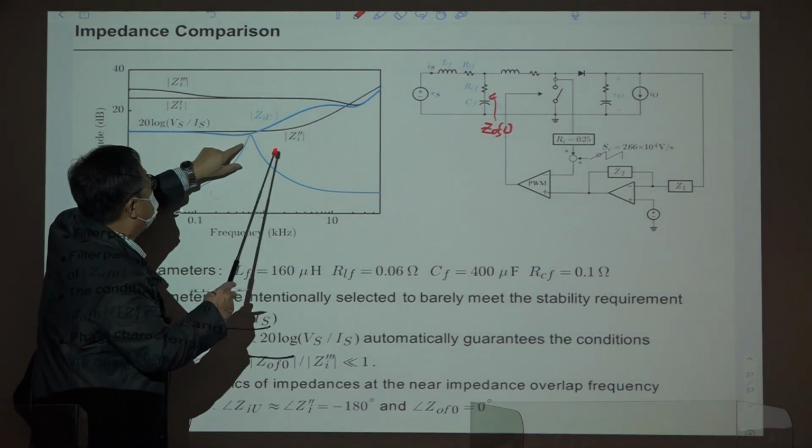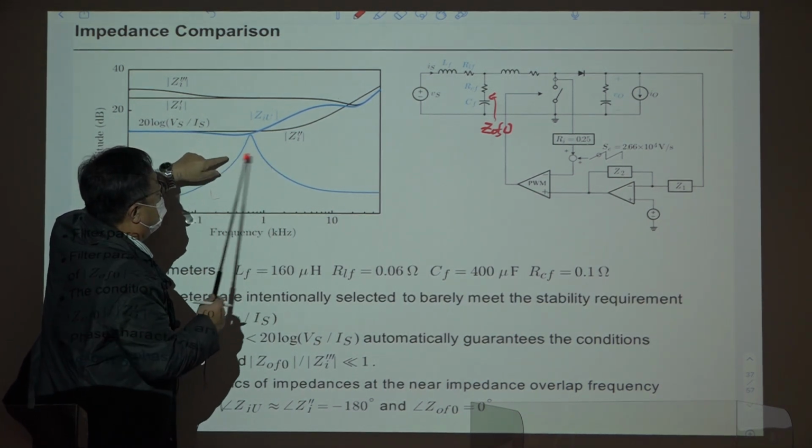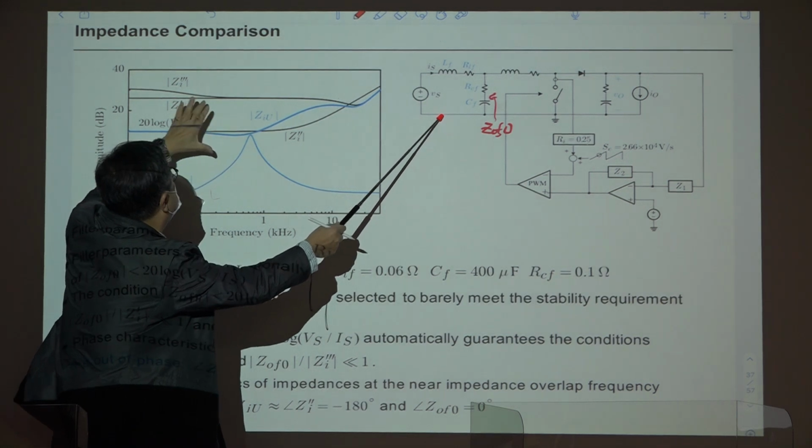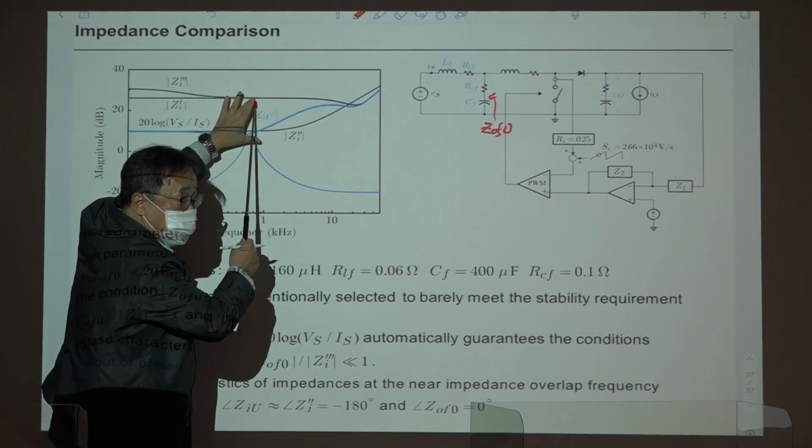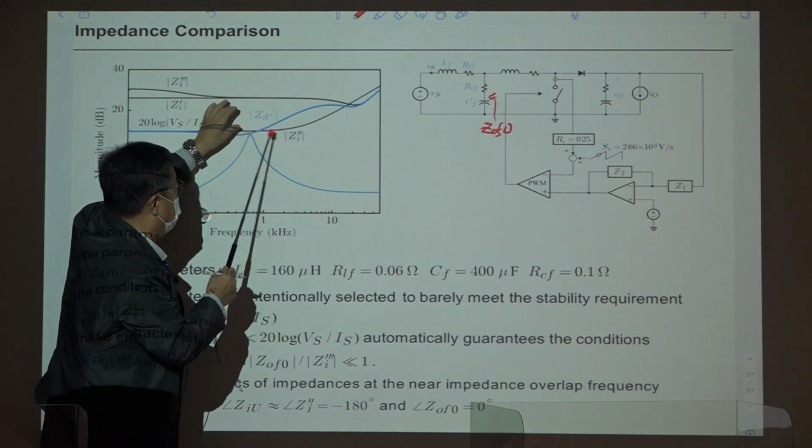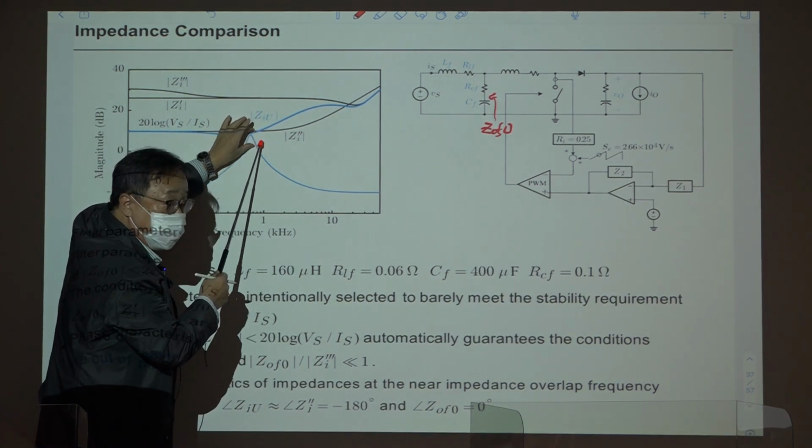For this case, this peak value, this output impedance of the in filter, is well separated from this open loop input impedance, but it is very close to this closed loop input impedance.